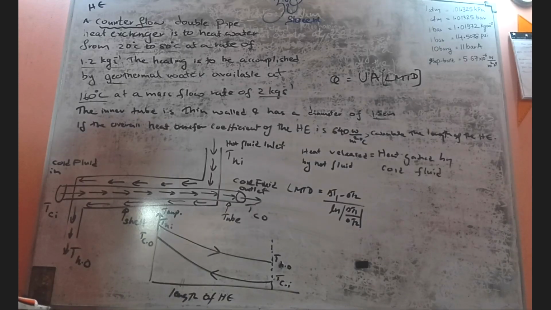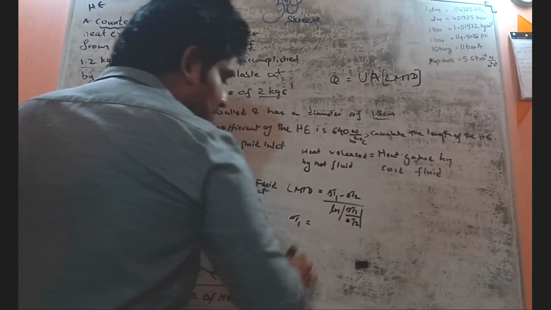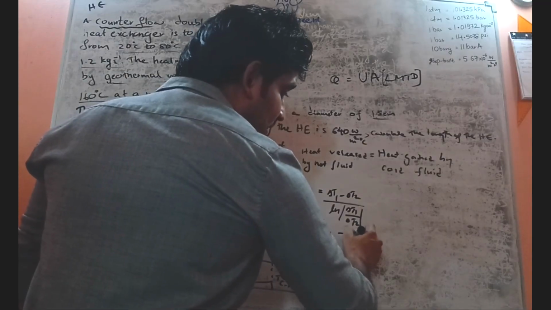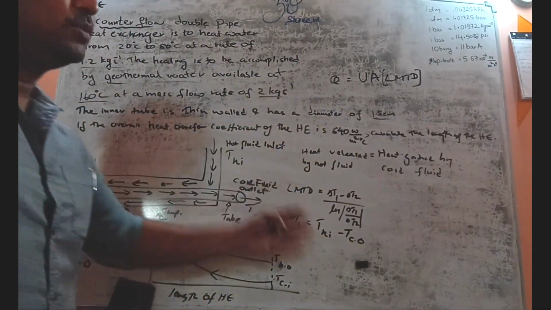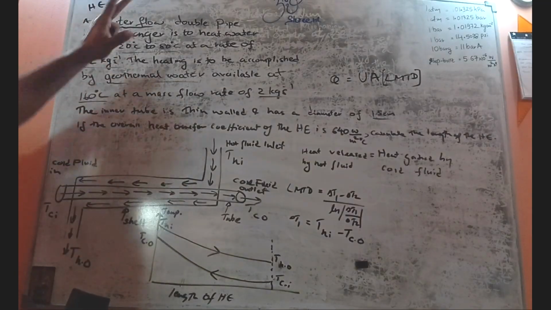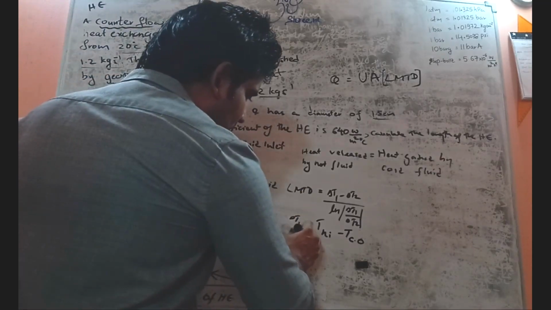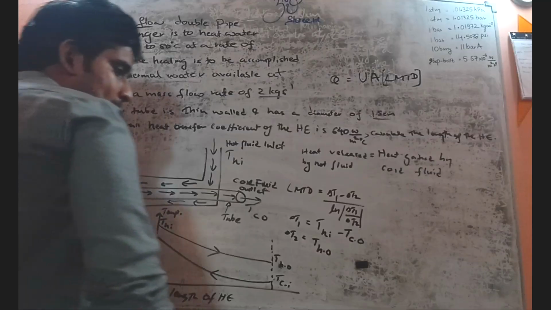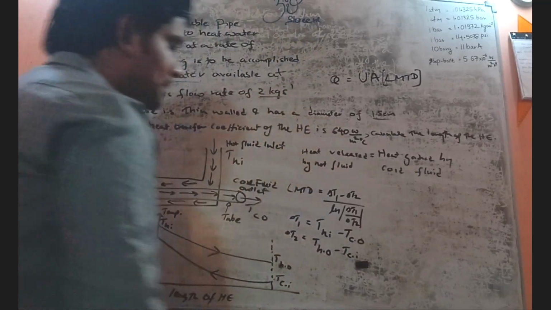So now the target is, how can we find that? How can we find delta T1? Delta T1 equals T hot fluid inlet temperature minus T cold fluid outlet temperature. Now this formula is valid only for the counterflow type, right? So that is how you should find delta T1, and delta T2 is T hot fluid outlet temperature minus T cold fluid inlet temperature.